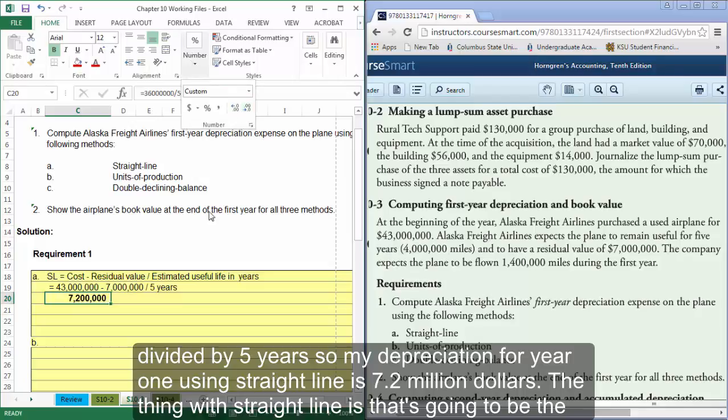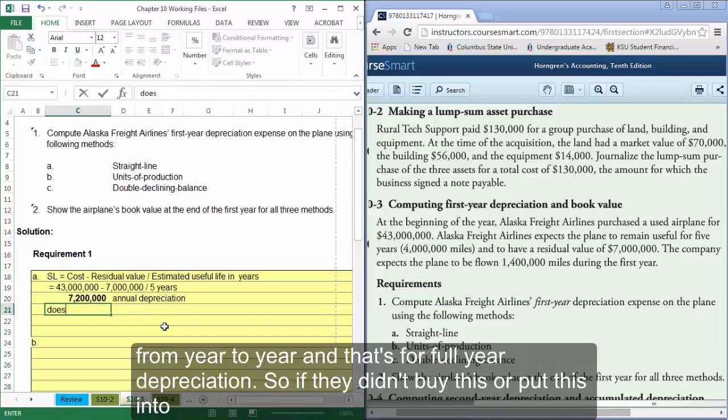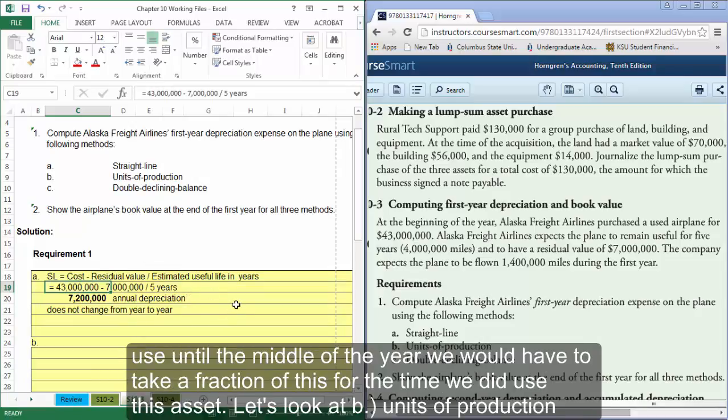The thing with straight line is that it's going to be the same every year unless something changes. So this is my annual depreciation. It does not change from year to year, and that's for a full year of depreciation. If they didn't put this into use until the middle of the year, we would have to take a fraction of this for the time we used the asset.